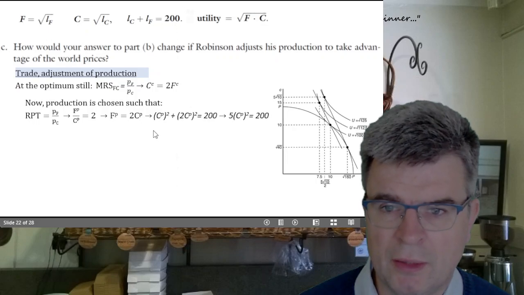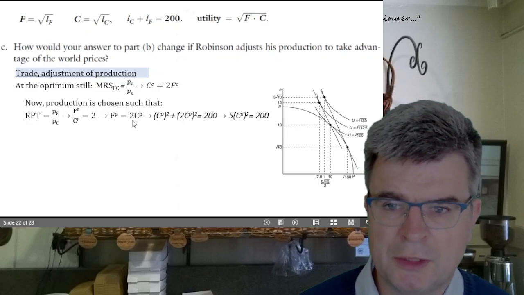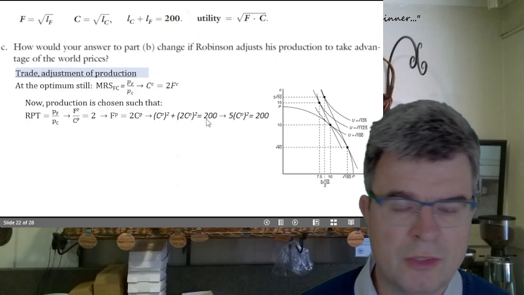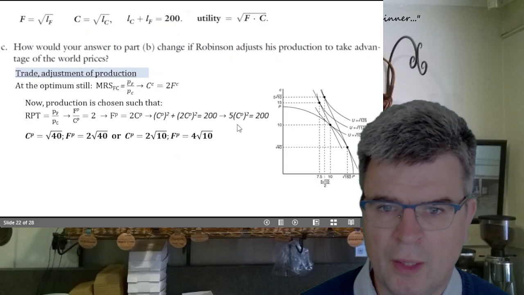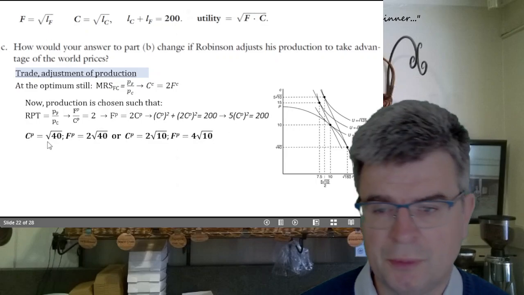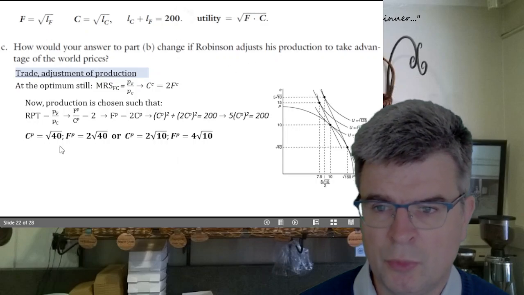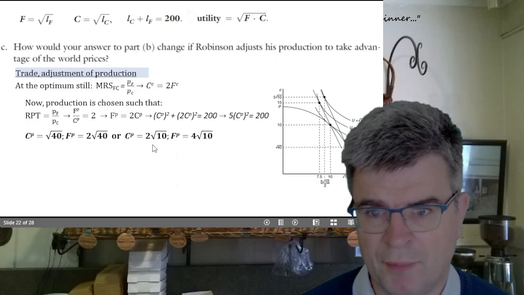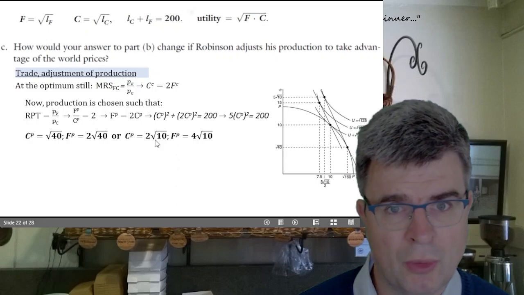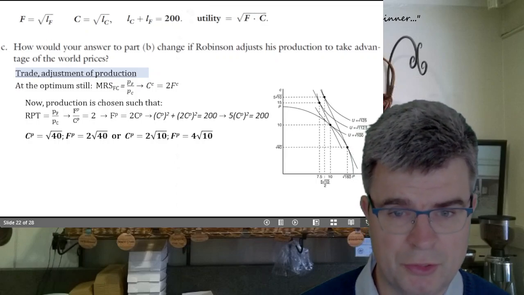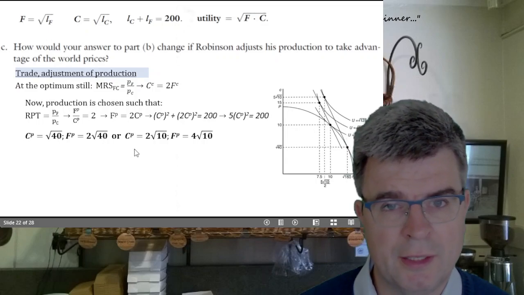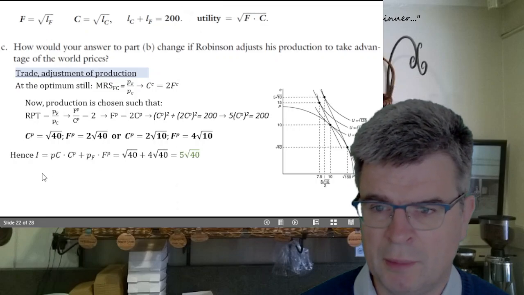So what will then be the total amount of coconuts and fish that he will produce? Well, he produces twice as many fish as coconuts. We plug this into the expression. In total, he still has 200 hours to spend. So in the new equilibrium, he will produce the square root of 40 in coconuts, twice that amount in fish. And we can simplify this a little bit. So this is the production, which also determines Robinson's new budget. And because of the favorable prices for fish, his new budget is bigger than the budget that he had before.